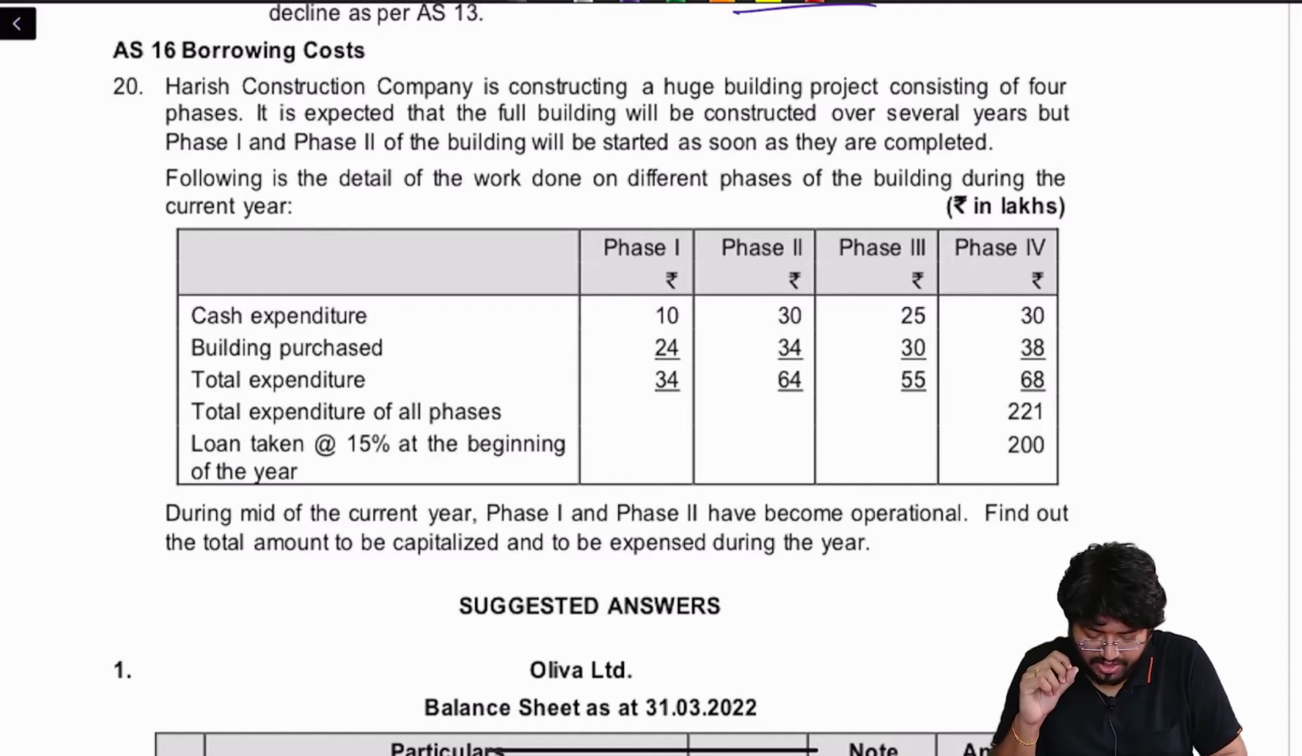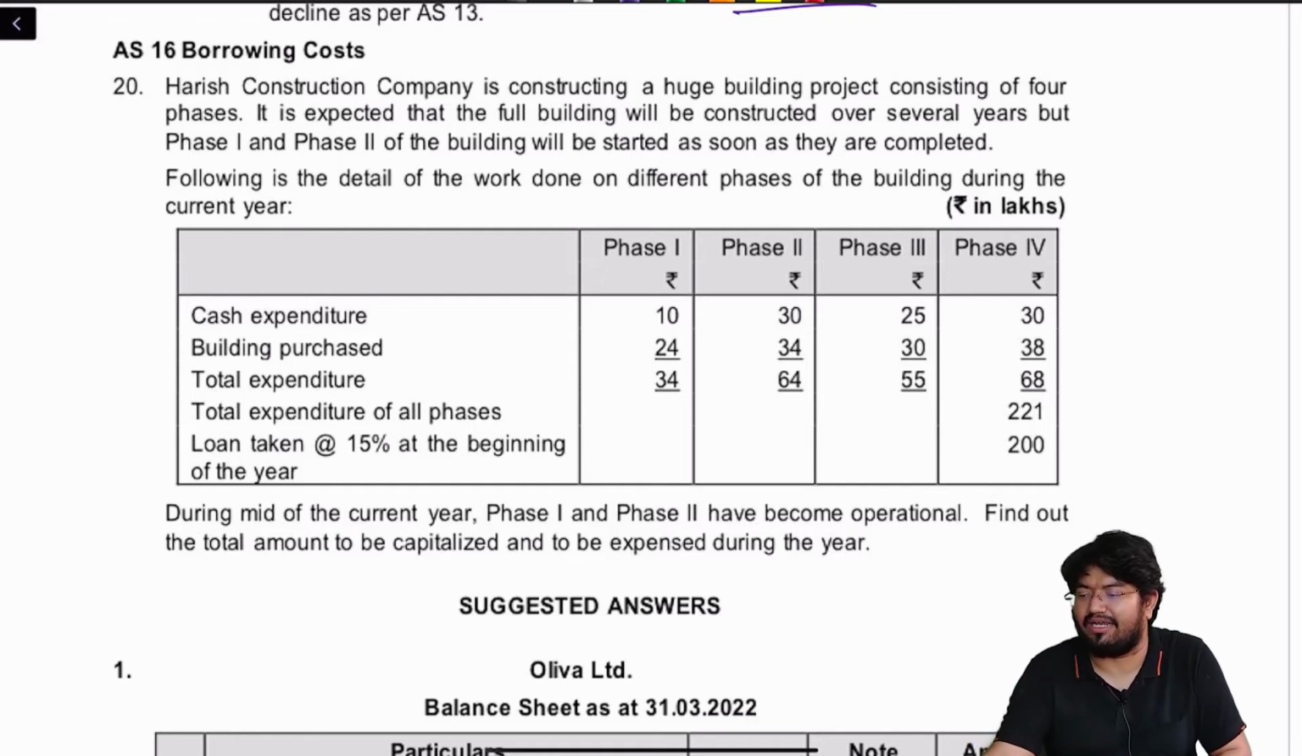Now let us see how much he has utilized in the entire building, how much he has utilized for phase 1 and phase 2. By mid of the year itself he has stated that it has become operational. So let us see how much he has spent on that. 34 lakhs is spent on phase 1 and 64 lakhs is spent on phase 2. First of all, on phase 1, 10 lakhs is cash expenditure, building purchased is 24 lakhs, and total 34 lakhs.